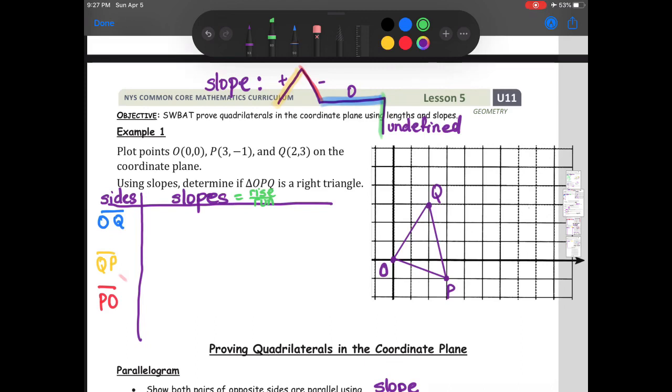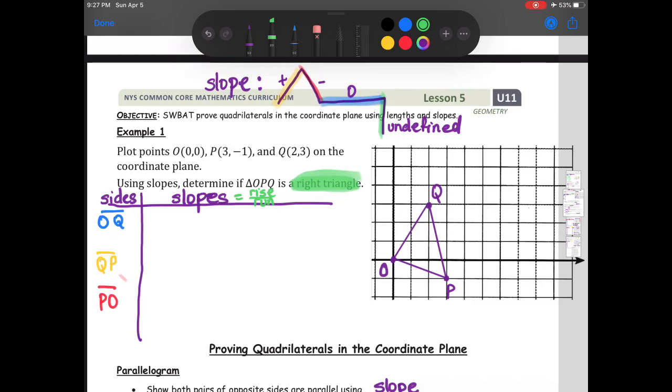So here it says plot these points. I've already plotted them. Pause the video and plot them, please. Using slopes, determine if triangle OPQ is a right triangle. Okay, right triangle means what? We want to determine it's a right triangle. It means when these lines intersect, they should make 90 degrees, right?